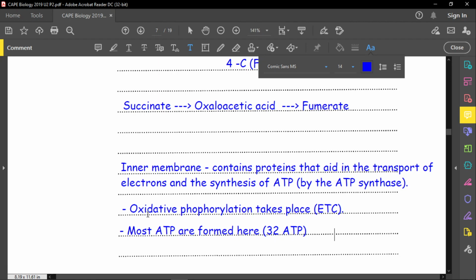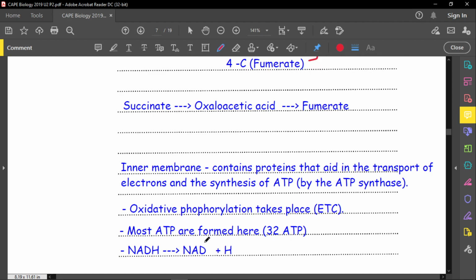Also, I want to note that this is the final stage of respiration I mentioned before. What I also want to mention is that NADH will convert into NAD plus, and also H plus. Let me write that in as a superscript. So NAD plus and H plus ions will be formed.